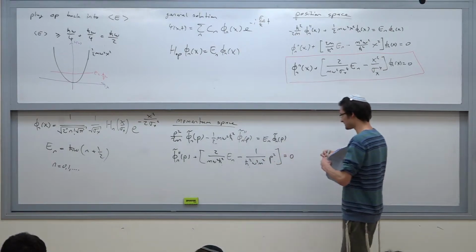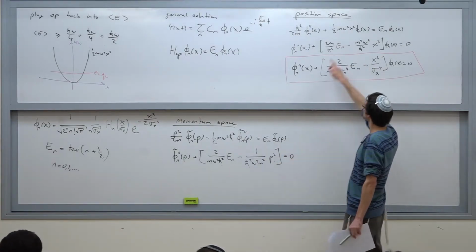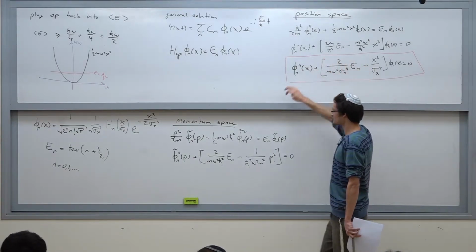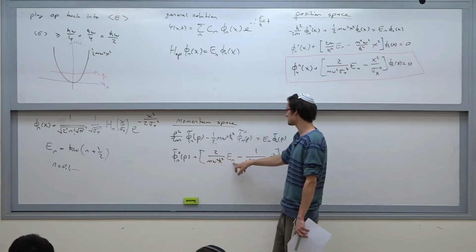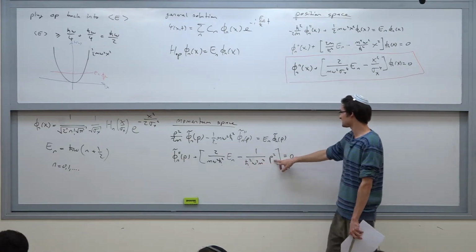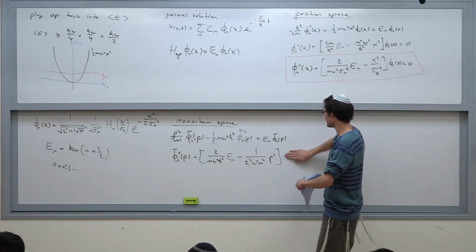So you already see the similarity to this equation. This is momentum space, this is position space. But you already see that it has a very similar form. There's a second derivative, then some constant times the energy, and then minus some constant times the variable squared. Here it's p and here it's x, times the function.